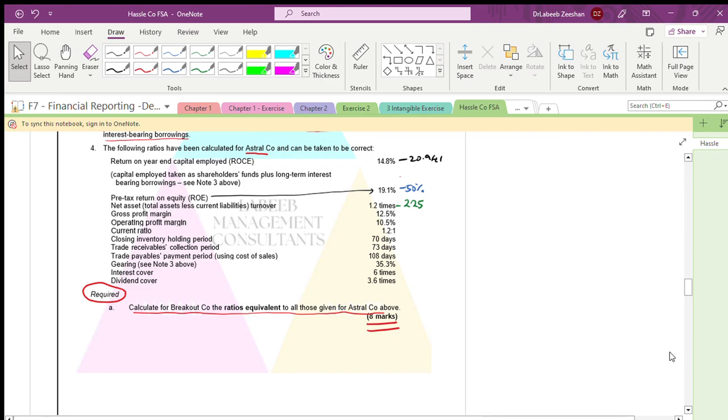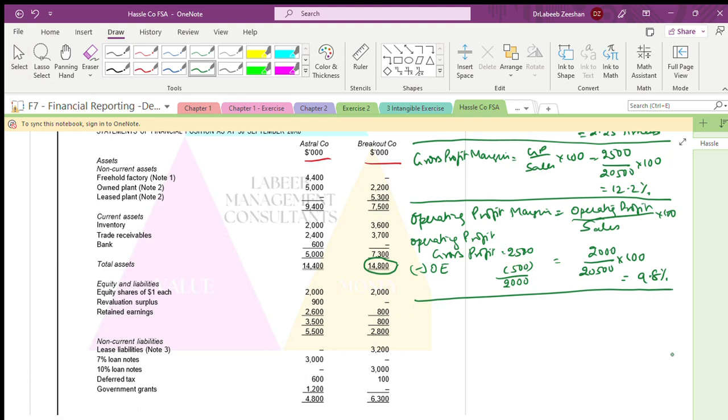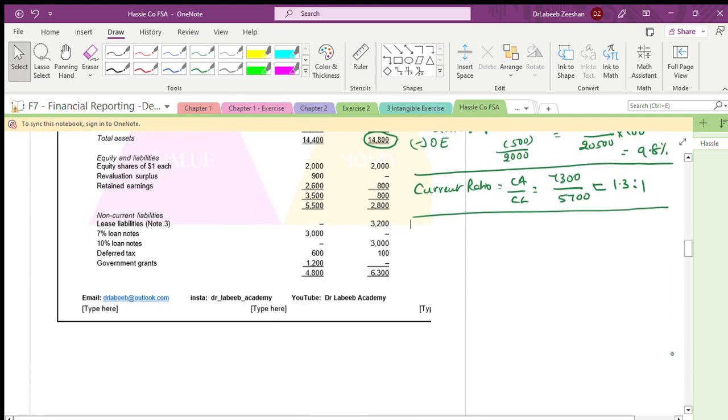Next, current ratio. These are simple ones. Current ratio is current assets divided by current liabilities. Current assets are 7,300. We have done current liabilities, 5,700. It is a proportion. It is 1.3:1. Next, what is there?